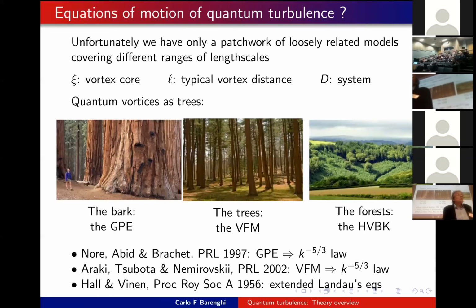The second paper is similar in spirit. The model used was the Vortex Filament Method, and it produced the first evidence of the Kolmogorov law using this method. And then the Hall-Vinen paper, earlier, which was very important because it extended the Landau equation for liquid helium to include vortices for the first time.